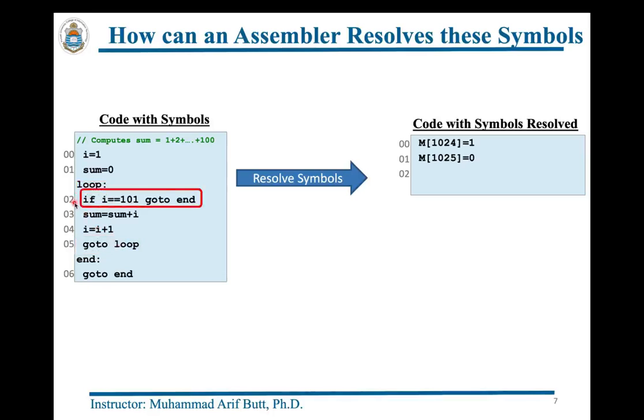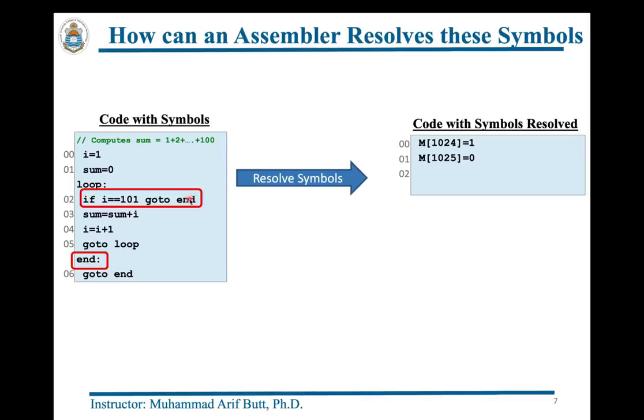Let us move on to the instruction at address 2. If I == 101, go to end. Here I is a variable and we know its address is 1024. This end is a label, but it has not yet been defined. If we look at line number 6 over here, the label end is declared. So this end is a label which is used before it is defined, and this is called a forward reference. So we cannot resolve this symbol end over here.